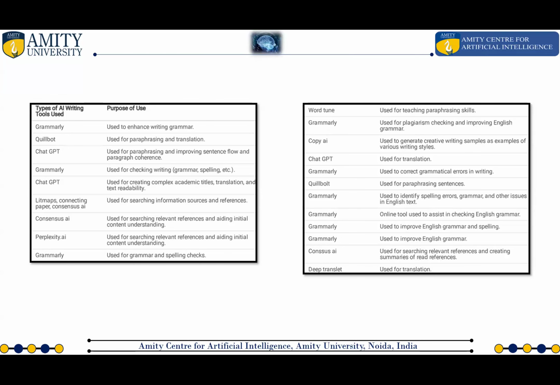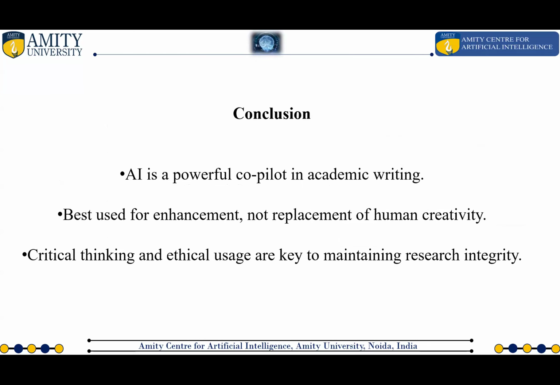So the conclusion of this session is that it is a powerful co-pilot in our academic writing. We can say it is our favorite assistant in academic writing, and it is best used for enhancement, but it is not a replacement of human creativity. So critical thinking and ethical use are the major keys if we want to maintain our research integrity. We need to have our critical thinking and ethical use of AI tools so that our integrity is not lost.